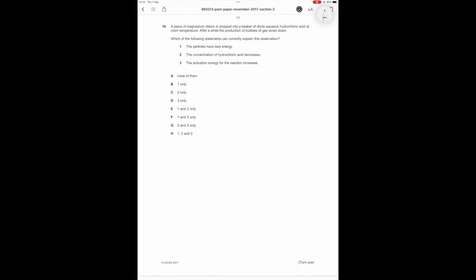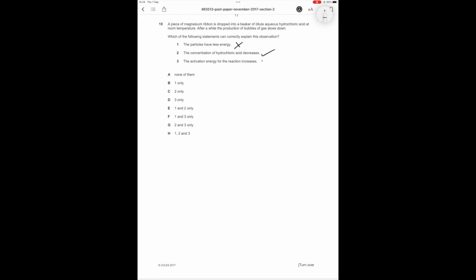1. The particles have less energy. That doesn't explain it. There's no reason they would because the temperature's not changing. 2. The concentration of hydrochloric acid decreases. That makes sense because you have less reagent, so therefore you'll have a slow rate of reaction. 3. The activation energy for the reaction increases. That's wrong. It wouldn't be changing in the middle of the reaction. So therefore only statement 2 is correct, and the correct answer option is C.